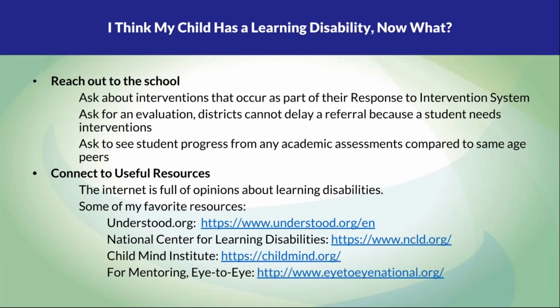And if you're getting some of that from your school teams, you can remind them, well, I think you have an extension for that, right? Isn't that what the extension's for? But they cannot delay a referral because of interventions. And the Office of Civil Rights nationally is really clear about that too. And then you can ask to see student progress from any academic assessments compared to same age peers.